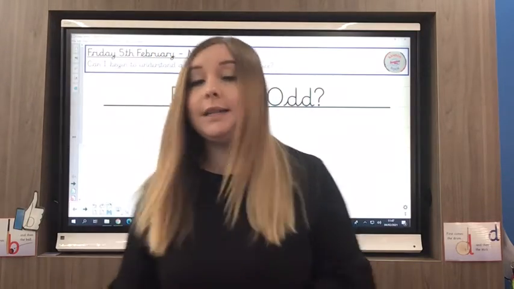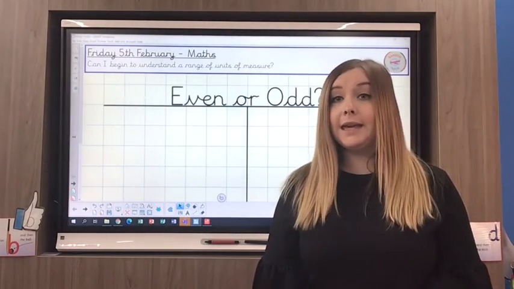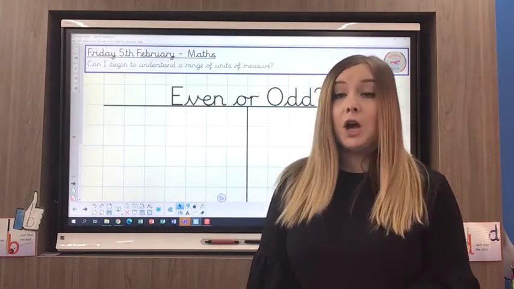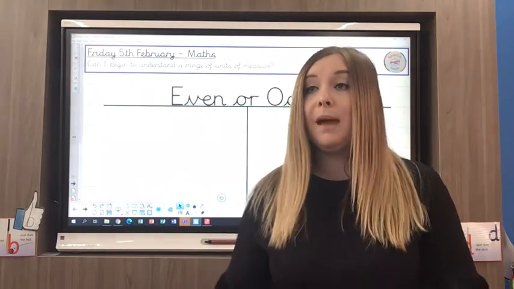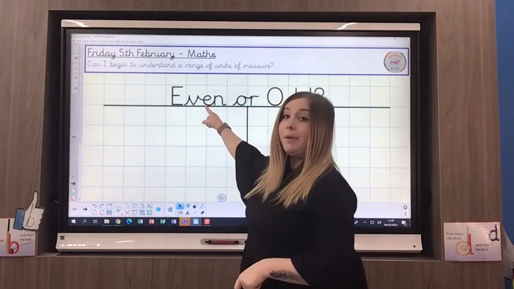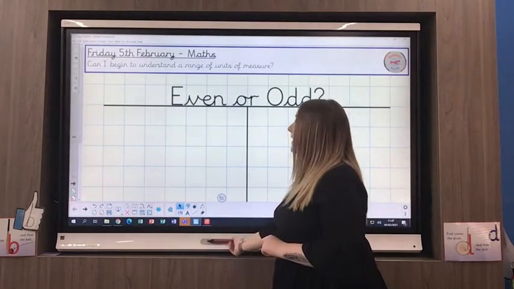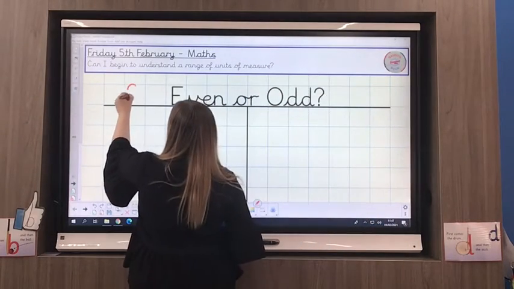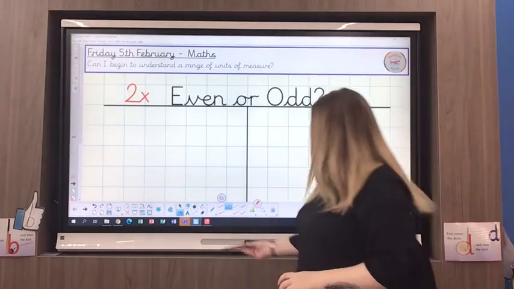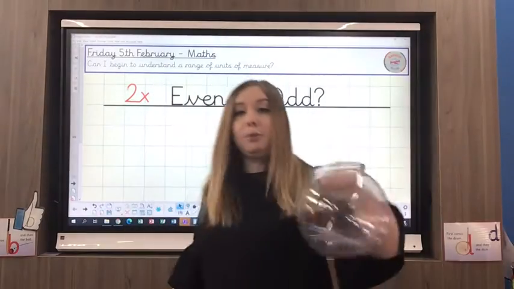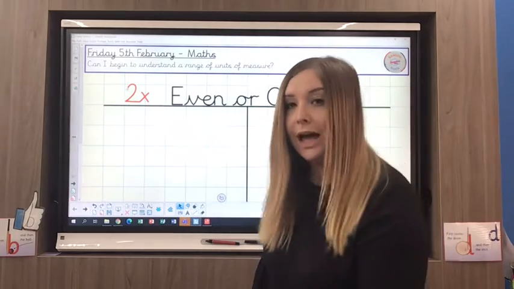Now we're going to start today's learning by playing a quick odd or even game. Okay, so when we started our home learning, one of our activities was about odd and even numbers. Who can remember what makes a number even? Okay, so a number is even if it's in our 2 times table. Okay, so I've got some numbers here that I'm going to pull out of my pot, and you're going to tell me if it's an odd number or an even number.